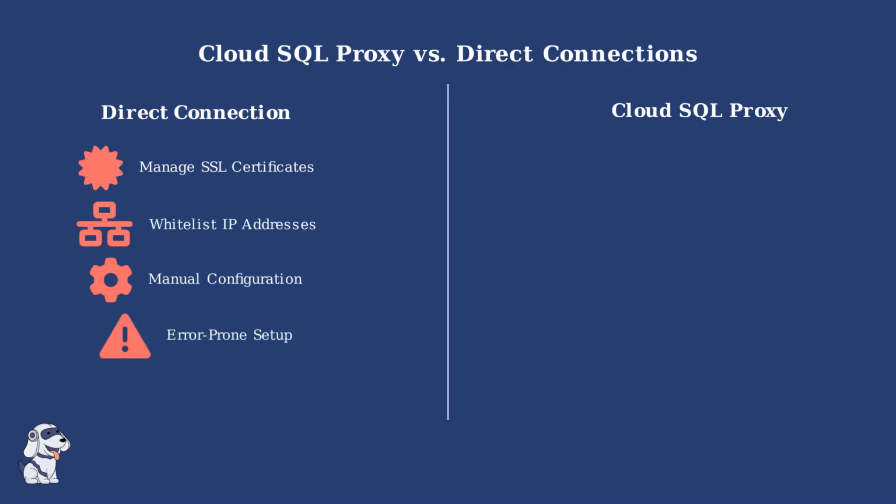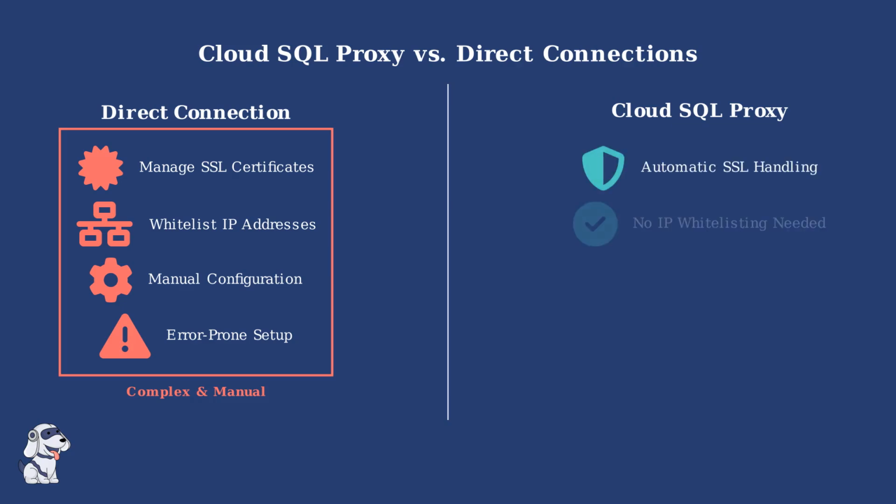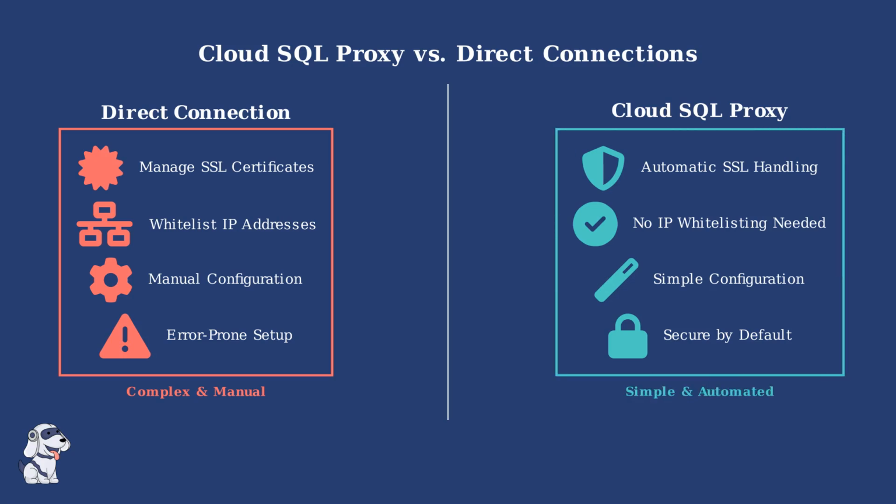First, you must manage SSL certificates to ensure encrypted communication. Then you need to whitelist IP addresses, which can be challenging with Cloud Run's dynamic IPs. The entire process involves manual configuration and is often error-prone. In contrast, the Cloud SQL proxy automates all these security tasks. It handles SSL certificates automatically, eliminates the need for IP whitelisting, provides simple configuration, and is secure by default. This makes it the recommended approach for most applications. Now let's examine the key benefits that make the Cloud SQL proxy the preferred choice for most developers and organizations.